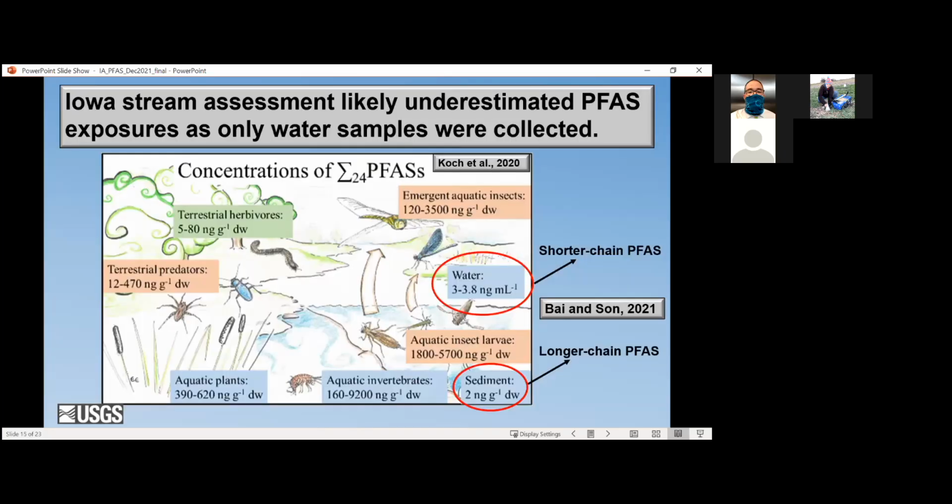Okay, but one thing I do want to point out with this study, even though it was groundbreaking, the first time we have this baseline information available, really because it was only looking at water, this assessment effectively, we feel, underestimates PFAS exposures in streams. Other research has shown when you look at both water and bed sediment, the shorter chain PFAS are more prevalent in the water compartment, and the longer chain PFAS are more prevalent in the sediment. And it's these exposures, the aquatic organisms are being exposed via both water and sediment, and that's how these concentrations and these chemicals can move through these riparian food webs.